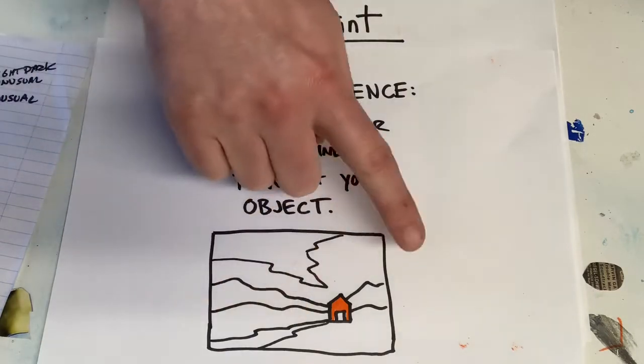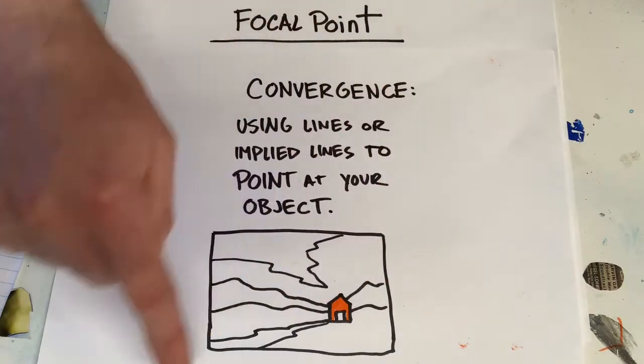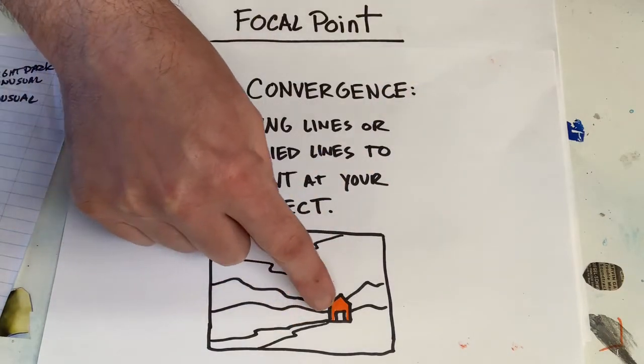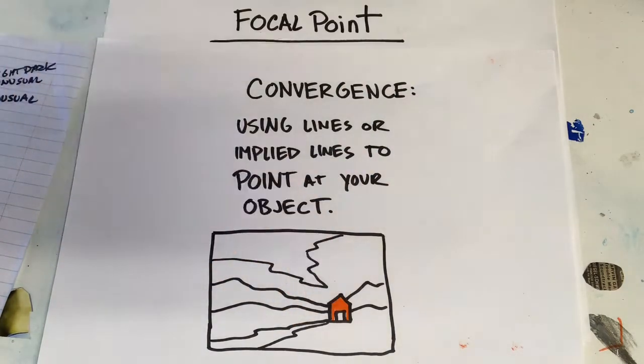So in this case, I did a really quick little landscape of a house sitting on a hill, but the path that leads up to the house is pointing at it. All the lines of the mountains point right to it. The clouds point right to it. So pretty much every line in this little picture is pointing directly where I want your eye to look.